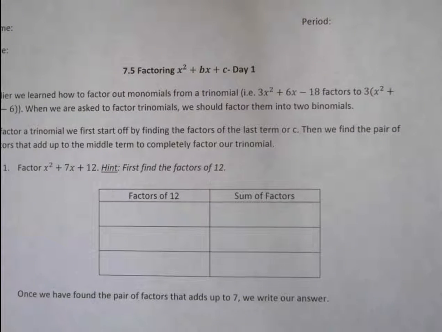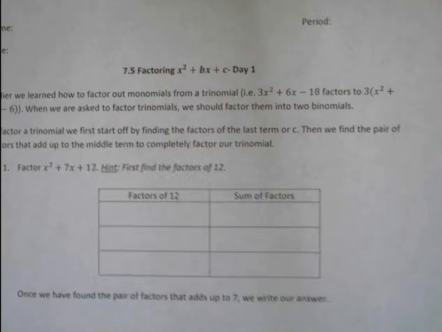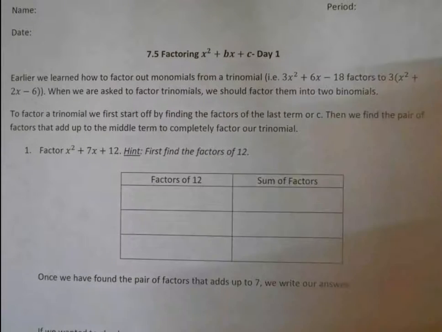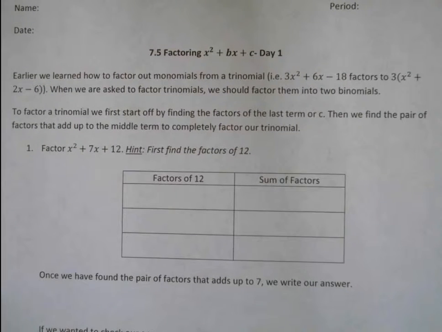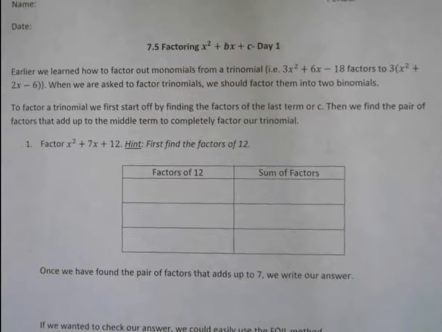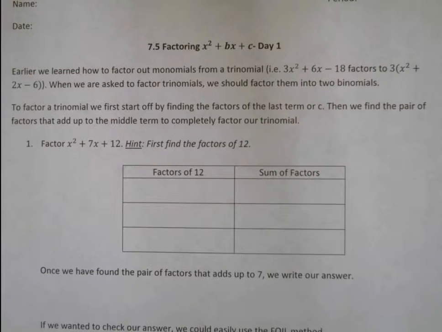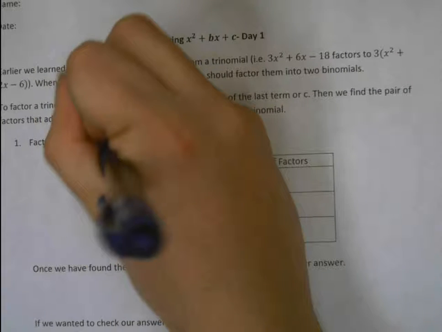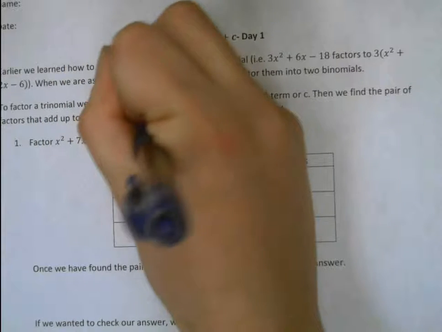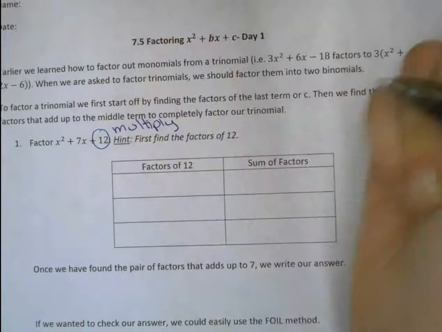Okay, so today we're factoring trinomials instead of binomials. Yesterday we were just factoring binomials. Today we're factoring trinomials, so 3 terms. The way it works when I want to factor a trinomial is I'm looking for what multiplies to 12 and adds to 7.